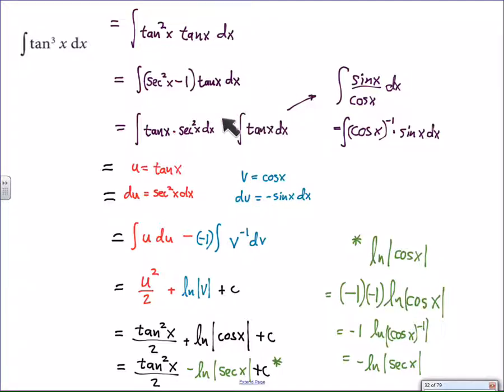Once you use your identities, you still might have a challenge ahead, because here we had two different substitutions that I had to apply in order to get everything integrated. And once I do, I have to put all my substitutions back into the right places and make sure everything's cool.